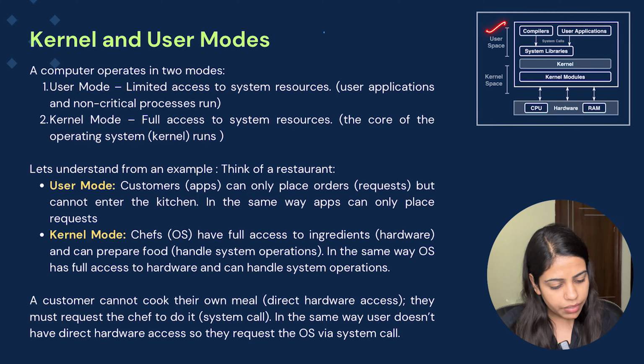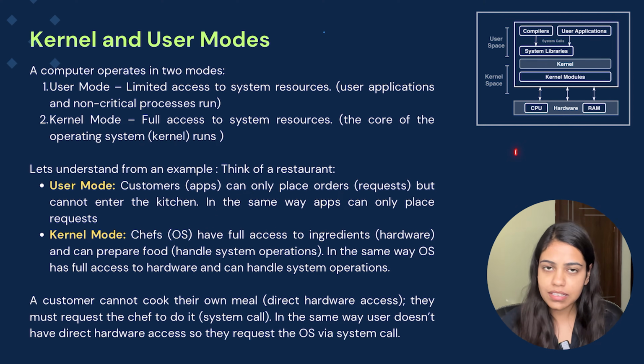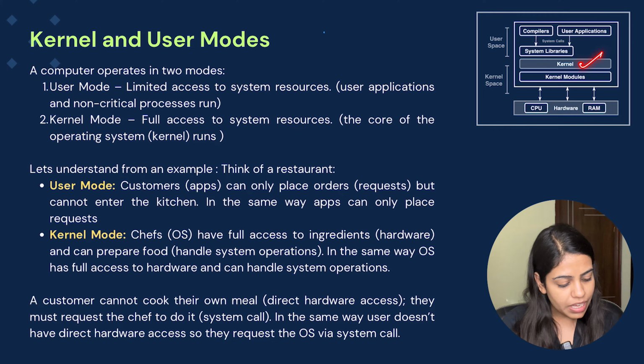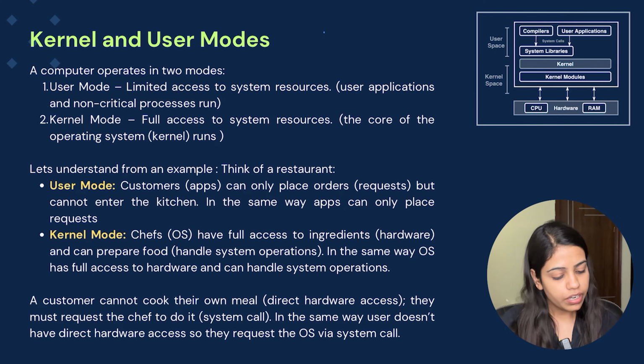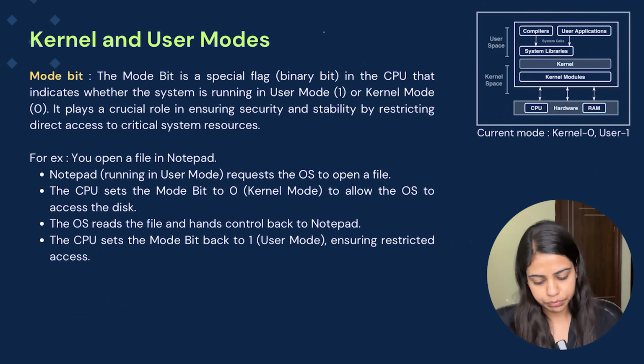So, here you can see that we have two spaces, user space and kernel space. In the user space, we have compilers, user applications, system libraries and system calls. In the kernel space, we have kernel modules, and then we have CPU, hardware and RAM. Now, here in the user space, consider the user wants to open an application. So, it will request the operating system to open an application. So, there will be a system call which will be generated. Now, this particular system call gets processed in the kernel space.